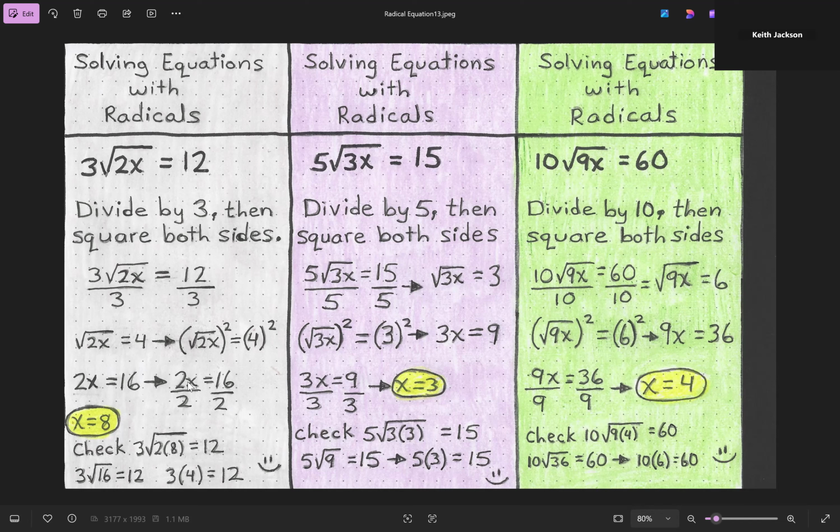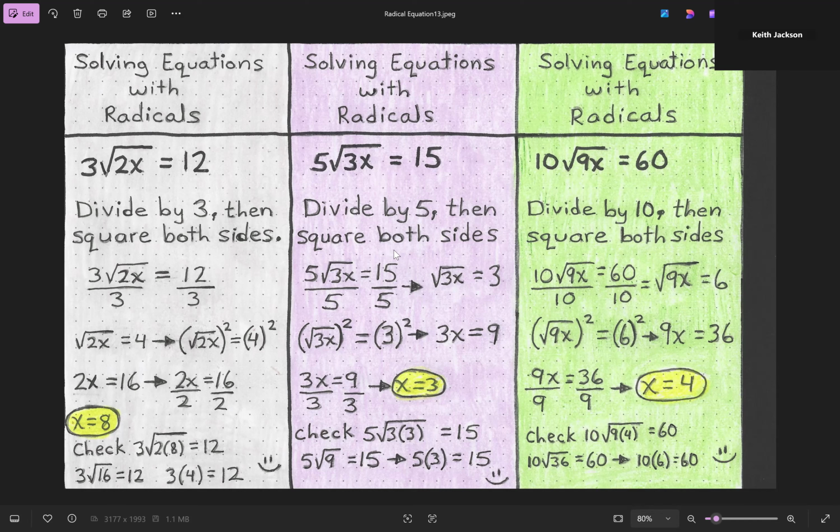All we have to do is divide both sides by 2 to get x all by itself. As you can see, these 2s will cancel out, leaving just x, and 16 divided by 2 will give us 8. When we check it, let's go ahead and plug in 8 where we see an x. So 3 times the square root of 2 times 8, will that give us 12? Well, of course, because 2 times 8 gives us 16, the square root of 16 gives us 4, and 3 times 4 gives us 12.